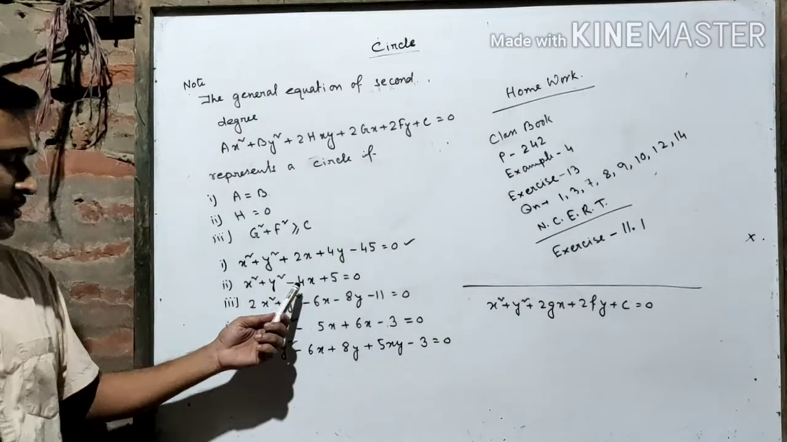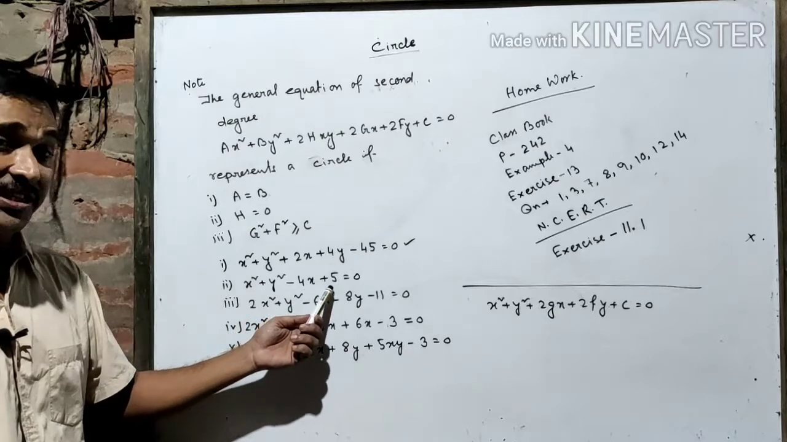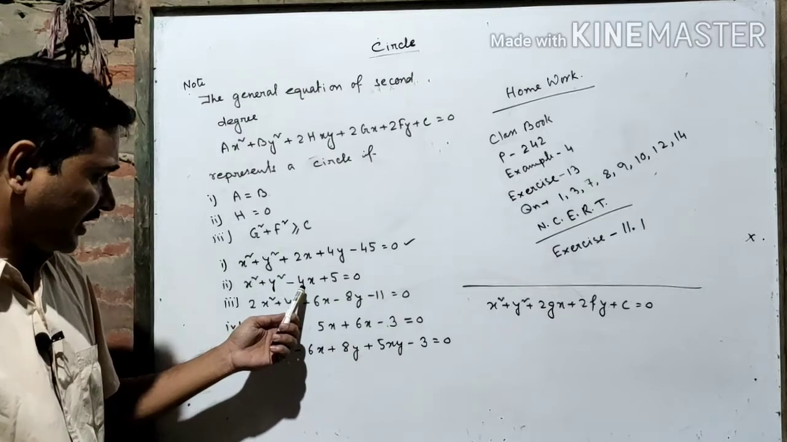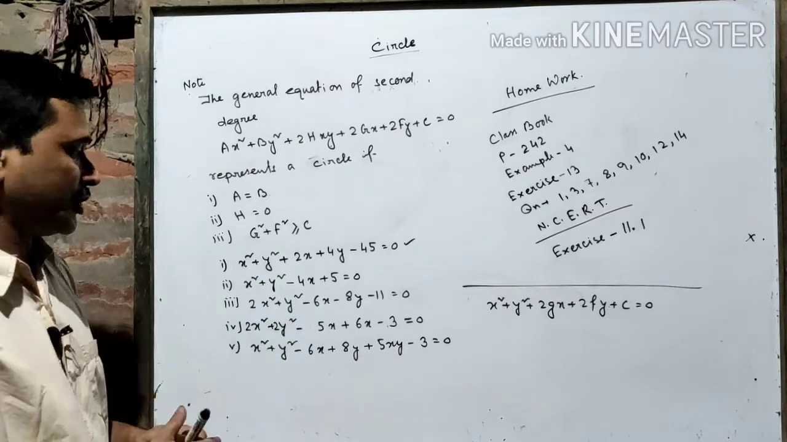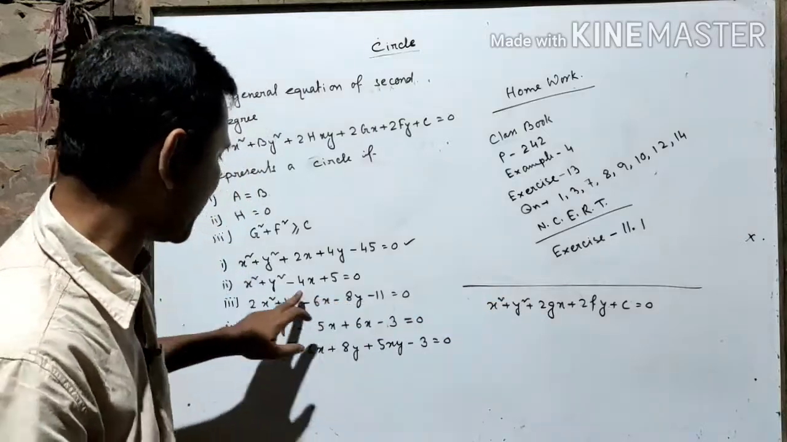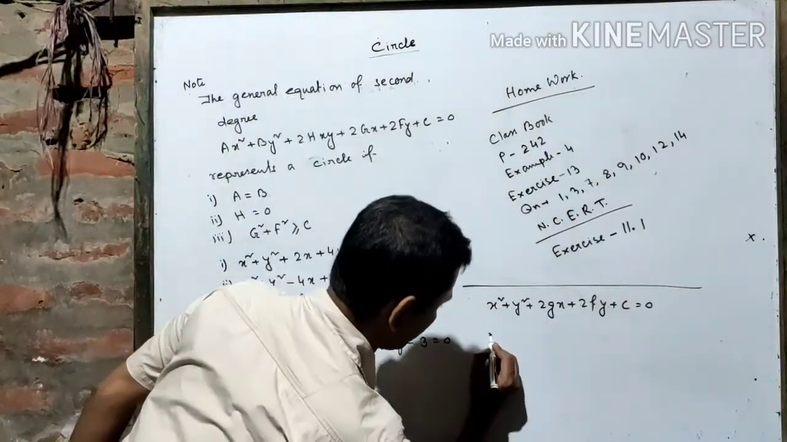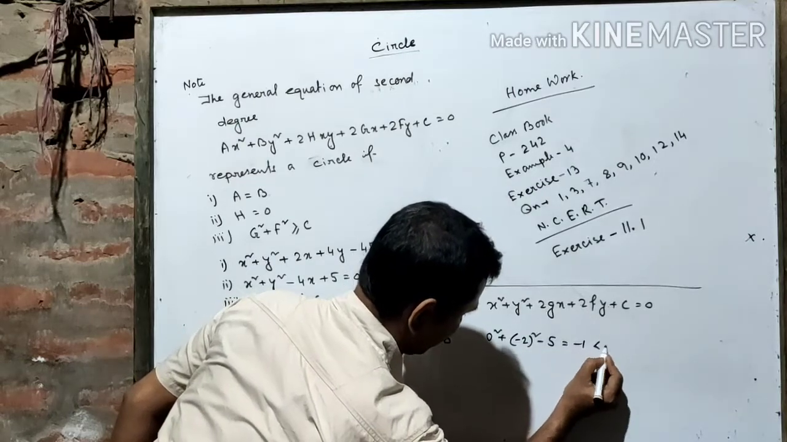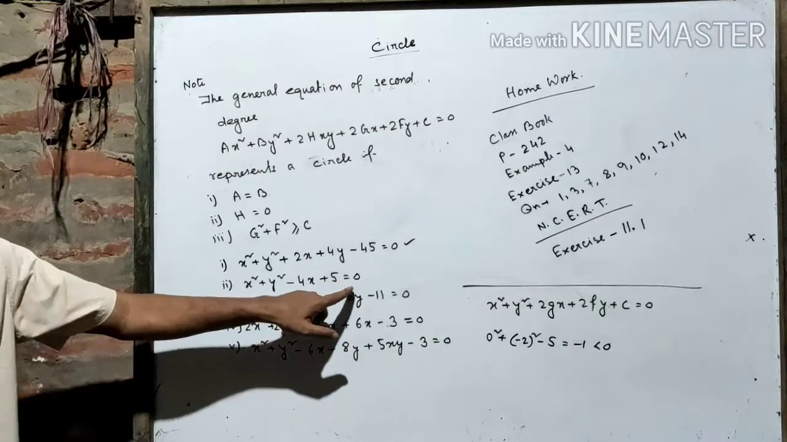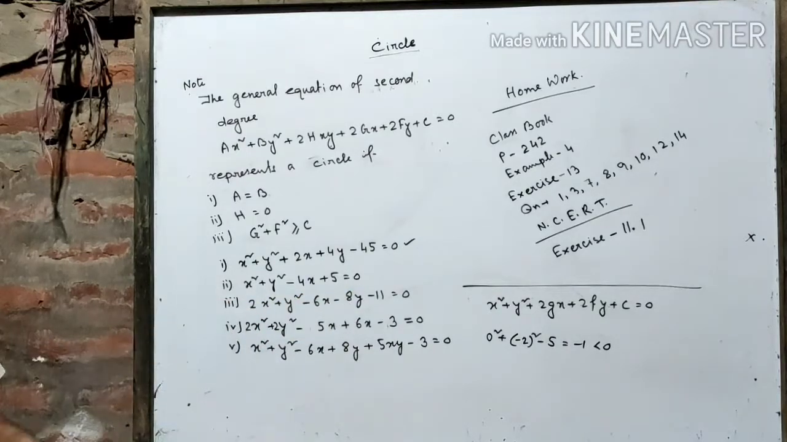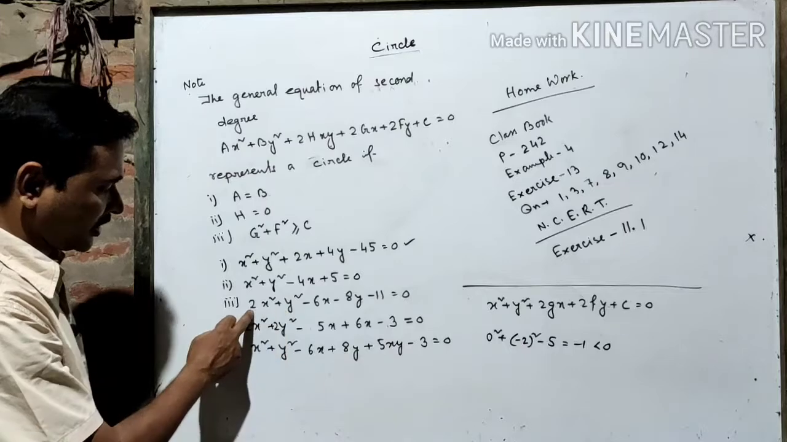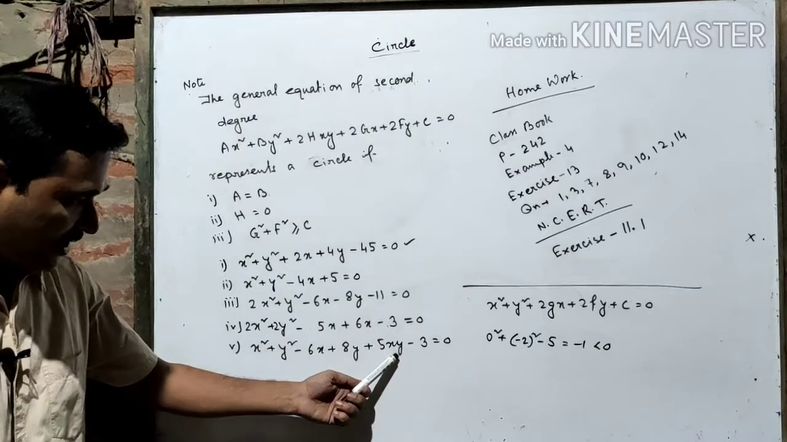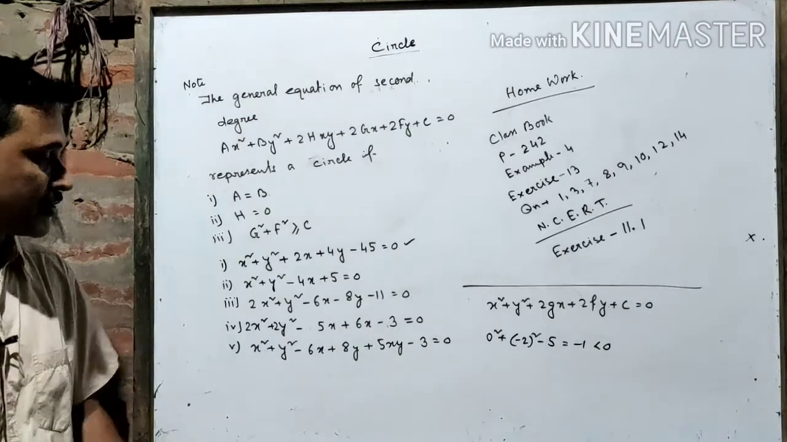Here you see what is g. Here c is positive. You must verify g square plus f square minus c. Here g is minus 2, f is 0. Okay, g is minus 2, comparing, f is 0. So g square plus f square minus c is equal to minus 1, less than 0. So this equation cannot represent a circle. What about the third equation? In the third equation you see a is not equal to b, so it cannot represent a circle. What is the fifth equation? You see here is an xy term, so this equation cannot represent a circle.